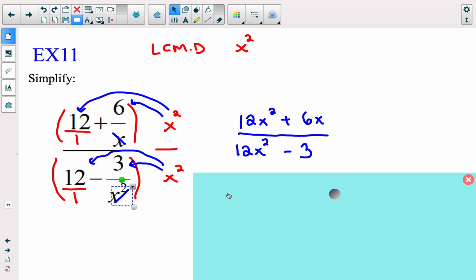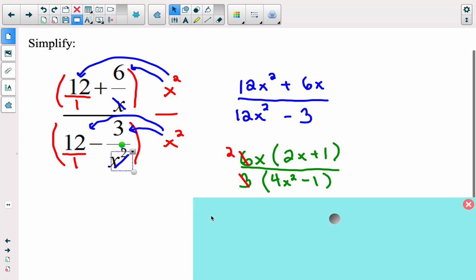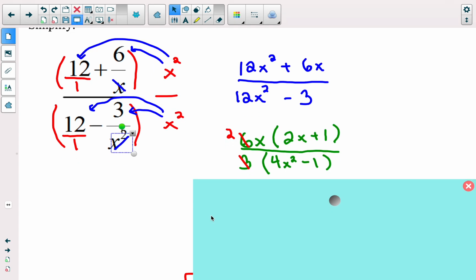At this point, we need to continue to look to factor. So individually, in the numerator and denominator, we're going to look for common factors, or however we can factor this expression. So I see that 12x squared plus 6x has a common factor of 6x, and in the denominator, I see 12x squared minus 3 has a common factor of 3. So we're going to factor that out first. And then what we're going to do is simplify what we can.